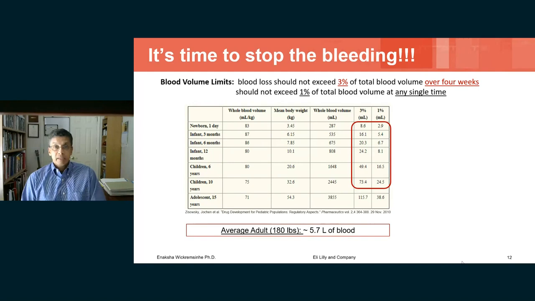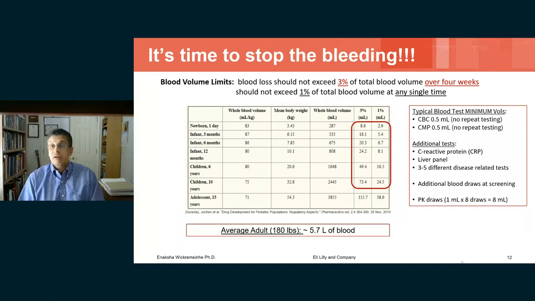Why are there limitations in blood? Because as you can see from this reference and this table, there is a limit to the amount of blood that can be collected from a child, right? I'm not going to walk through this slide, but if you look at a 12-month-old right in the middle there, you can only collect 24 milliliters of blood over a 4-week period, right?